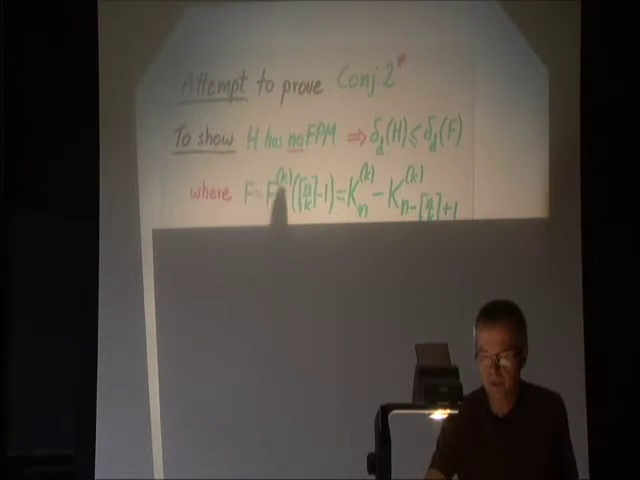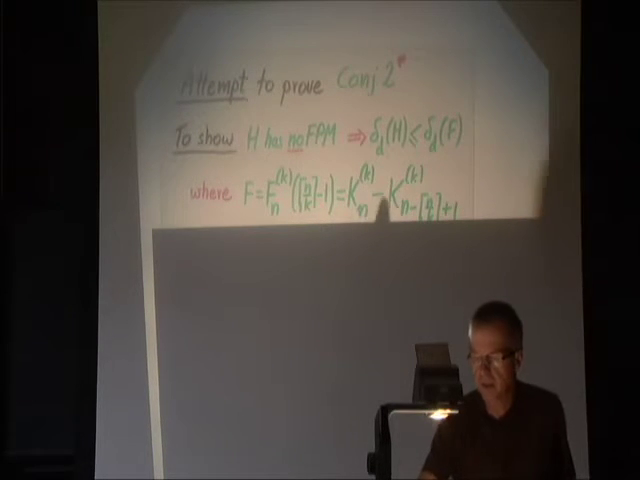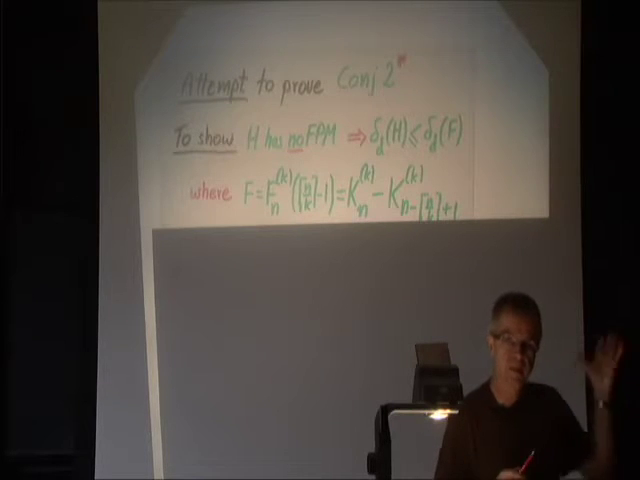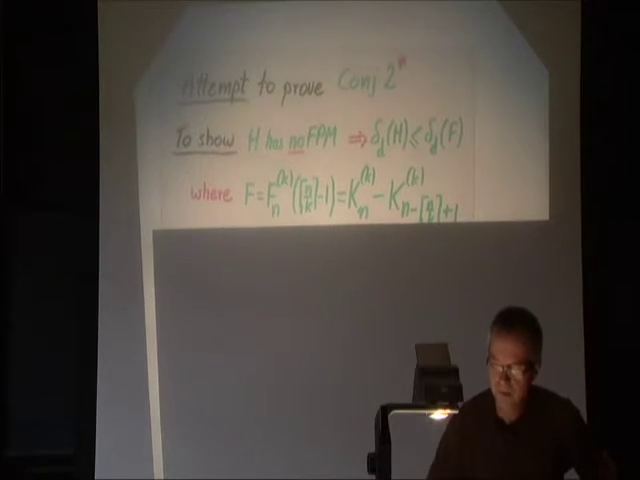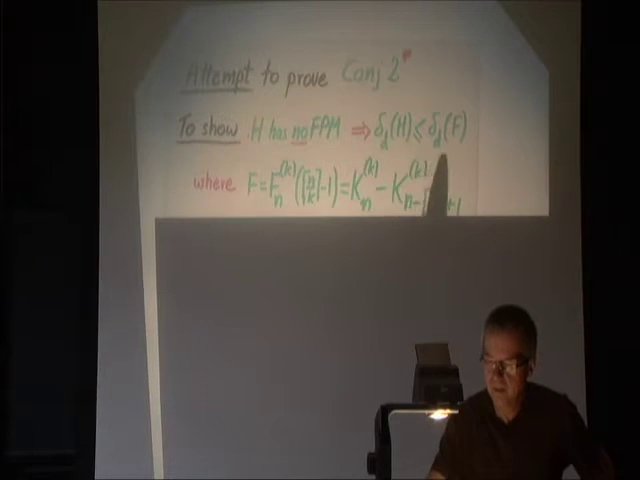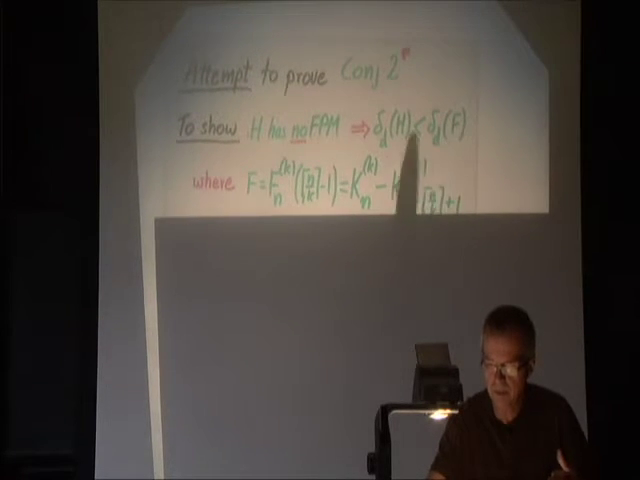We want to show that if there is no fractional perfect matching, then the degree of a hypergraph cannot exceed the degree of this counterexample, which I just put away from this projector. But that was the one which gave us the lower bound, and we now want to show that it's really also an upper bound.